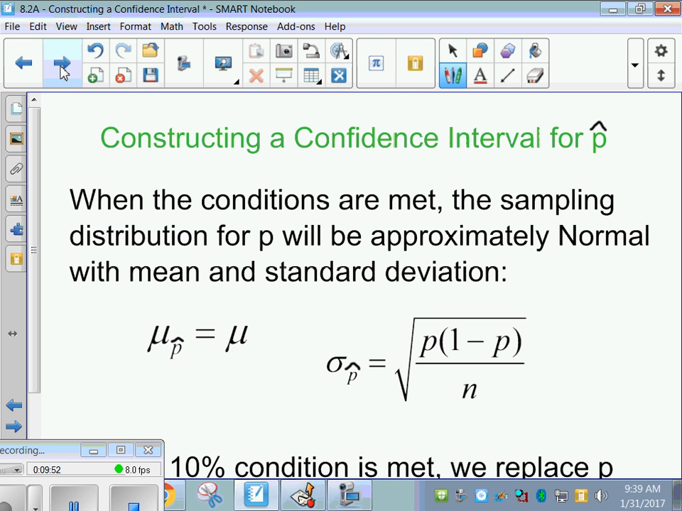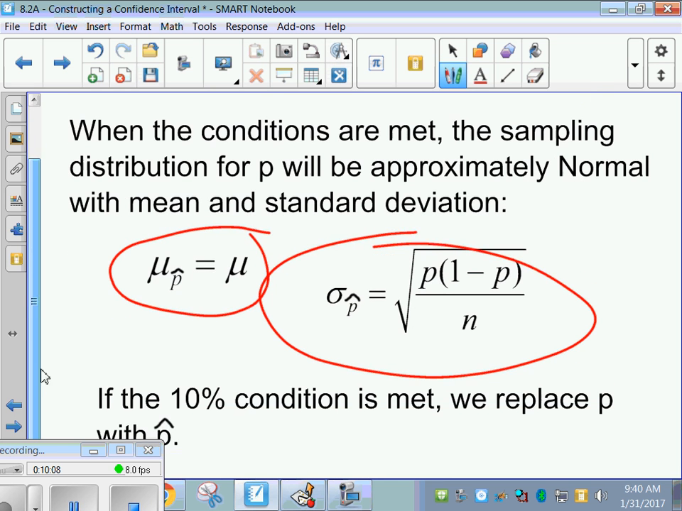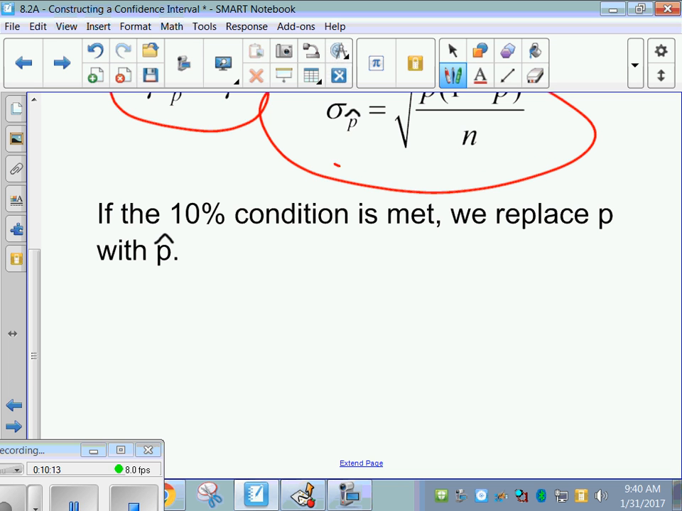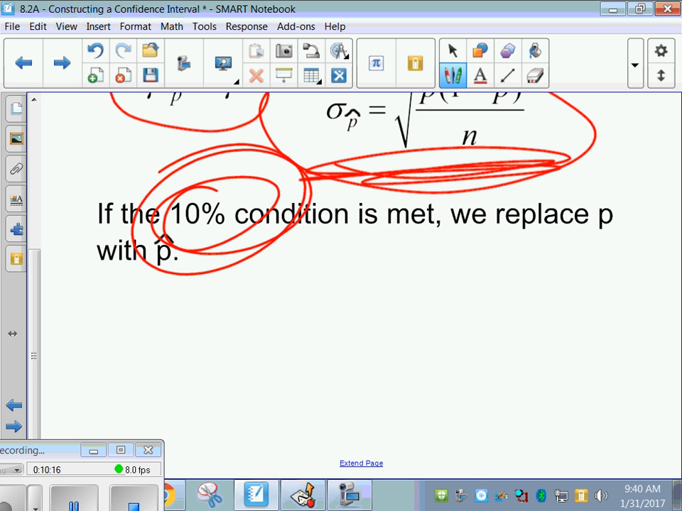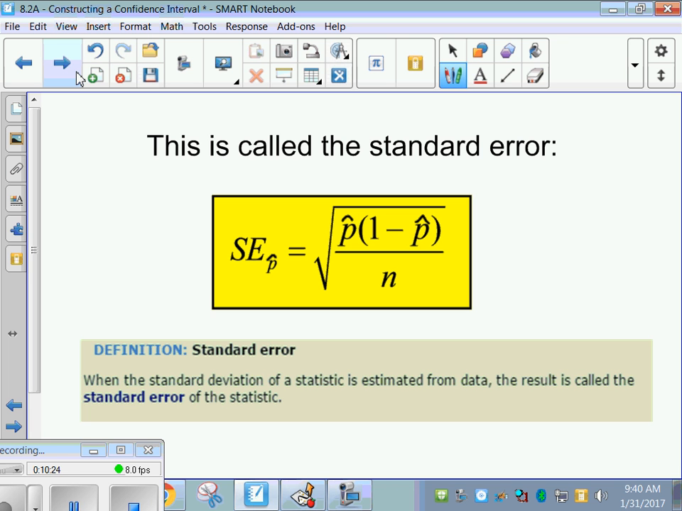Cool. So let's construct a confidence interval. When the conditions are met, the sampling distribution for p hat will be approximately normal. And this is our same thing we learned before. You don't need to write those down. Approximately normal, where our mu is the true mean. Our standard deviation is that lovely formula. So we always, when we do standard deviation, have to check the 10% condition, right? But now we don't know the true p, and so we replace it with p hat. So we no longer call it standard deviation, we call it standard error. It means a similar thing, all right?